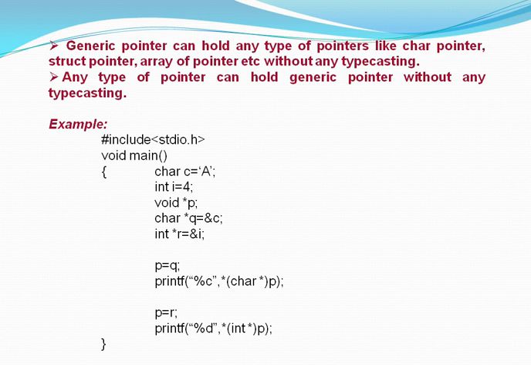So what is the output of this question? You can print as a4. a is the value of the c variable and 4 is the value of the i variable. So by dereferencing you can print it. So a4 is the output.